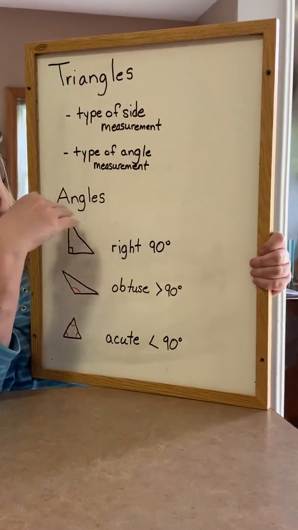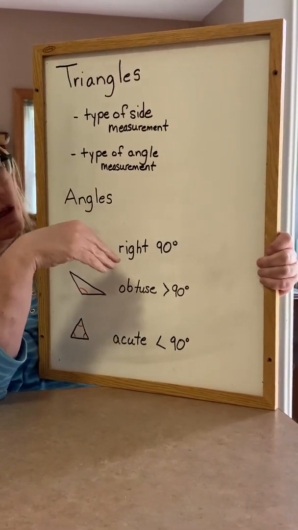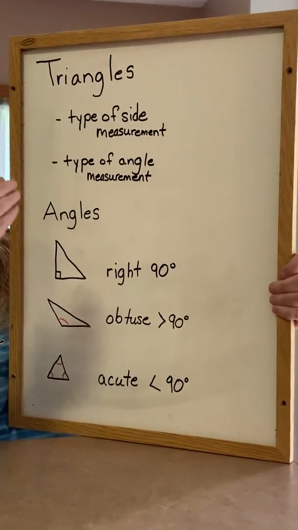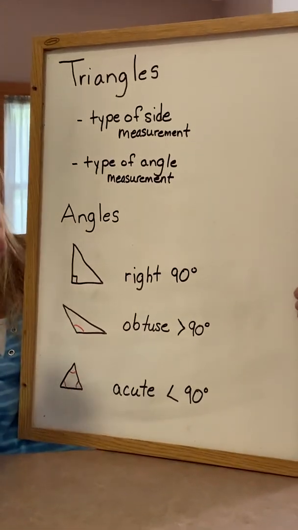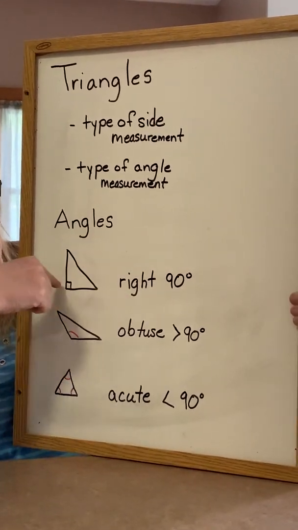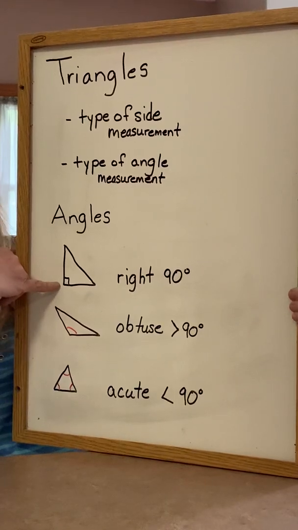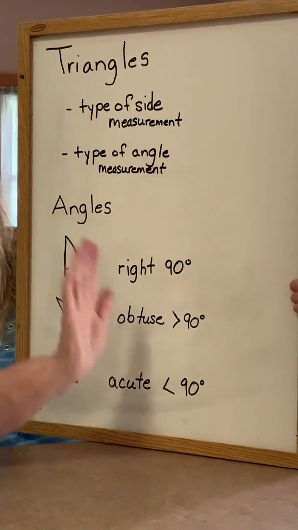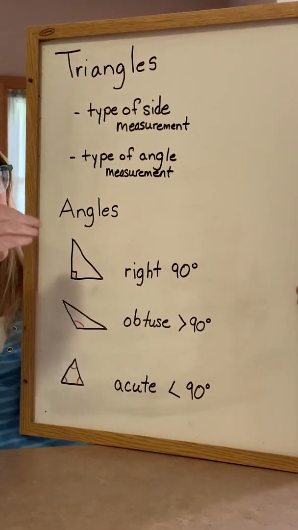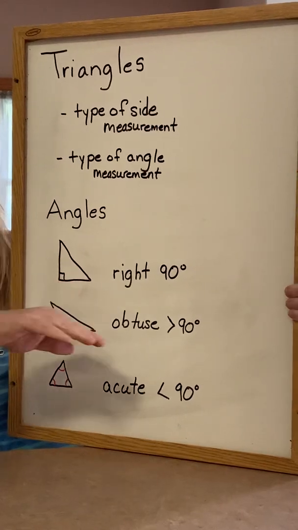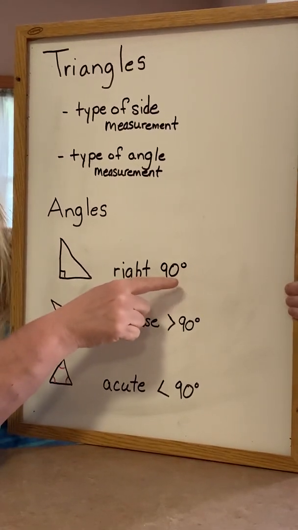I always think that it's easier to look at the angles first, but it doesn't really matter. You can name them by angles, or you can name them by sides. But for angles, you look for a right angle, which will have that symbol. If there is a right angle on any of the 3 angles, that triangle automatically gets named a right triangle, because it has a 90-degree angle.